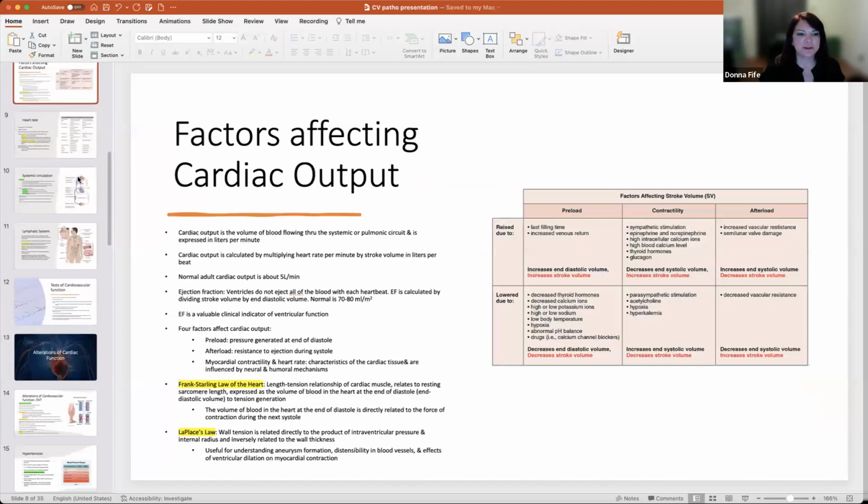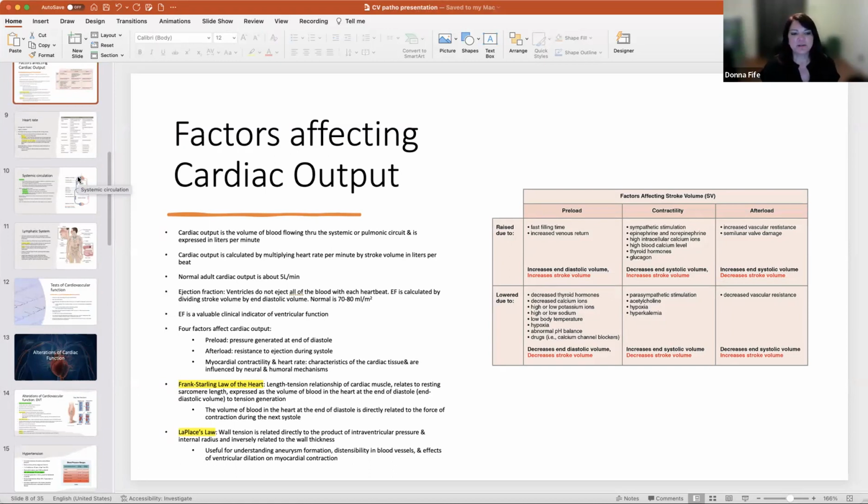Okay, we have factors affecting cardiac output. The cardiac output is the volume of blood flowing through the systemic or pulmonic circuit and is expressed in liters per minute. Cardiac output is calculated by multiplying heart rate per minute by stroke volume in liters per beat. Normal adult cardiac output is about 5 liters per minute.